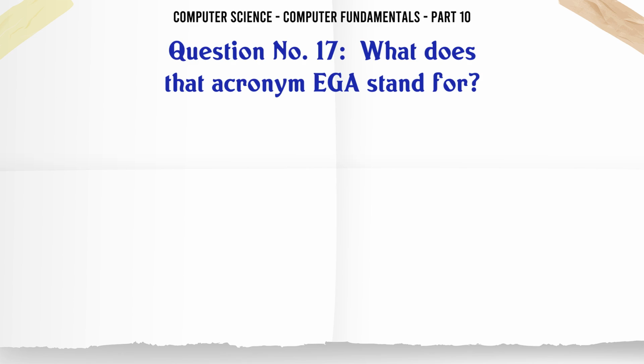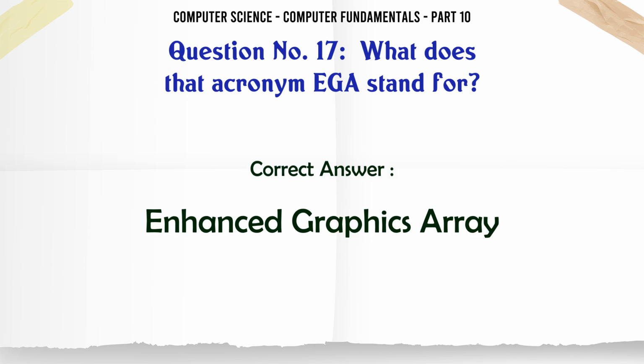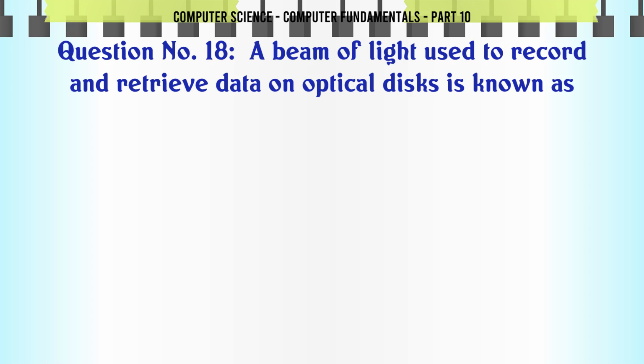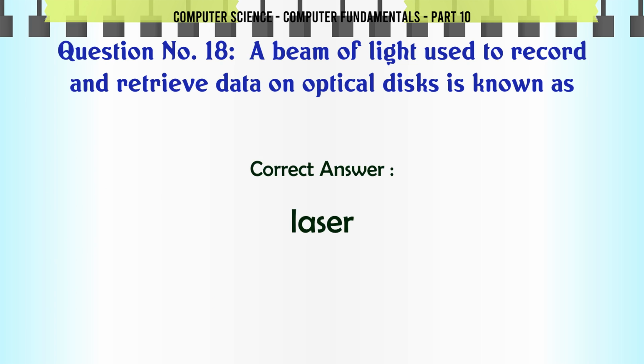What does the acronym EGA stand for? A. Enhanced graphics array. B. Extended graphics array. C. Monochrome graphics adapter. D. Enhanced graphics adapter. The correct answer is enhanced graphics array. A beam of light used to record and retrieve data on optical discs is known as A. Polarized light. B. Unpolarized concentric light. C. Laser. D. Colored light. The correct answer is laser.